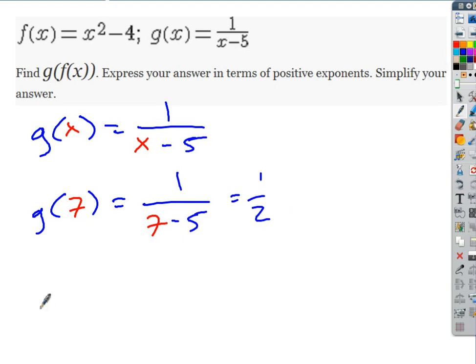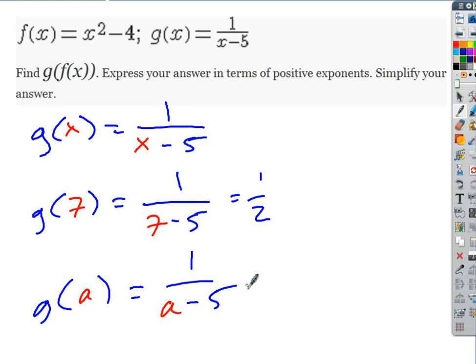What is g of, let's say, a? Where a is just some variable. So you can throw any letter in there? I can throw in anything I want to. What's g of a? Yeah, 1 over a minus 5. You get the idea? Right? Okay.